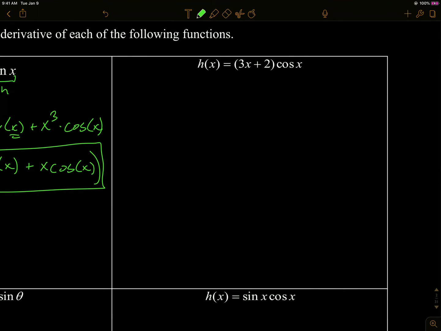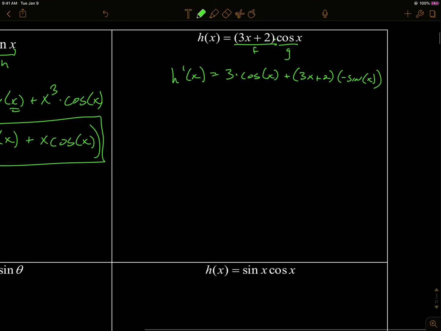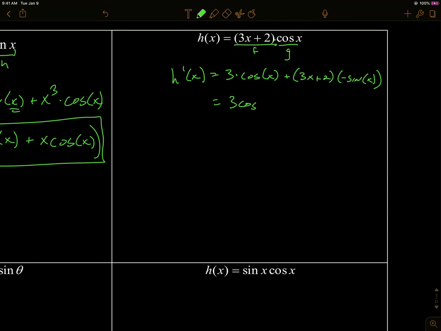All right, let's look at this next one. 3x plus 2 times cosine of x. So again, if this is my f times this is my g, I've got h prime of x equals, the power rule is 3 for f prime times cosine, plus recopy f times the derivative of the second one. I put this in parentheses so it doesn't look like a minus sign. So now I'm going to rewrite this as 3 cosine of x, and then I'm going to distribute that negative sign to both of those. So I'll get minus 3x sine of x, and then minus 2 sine of x.